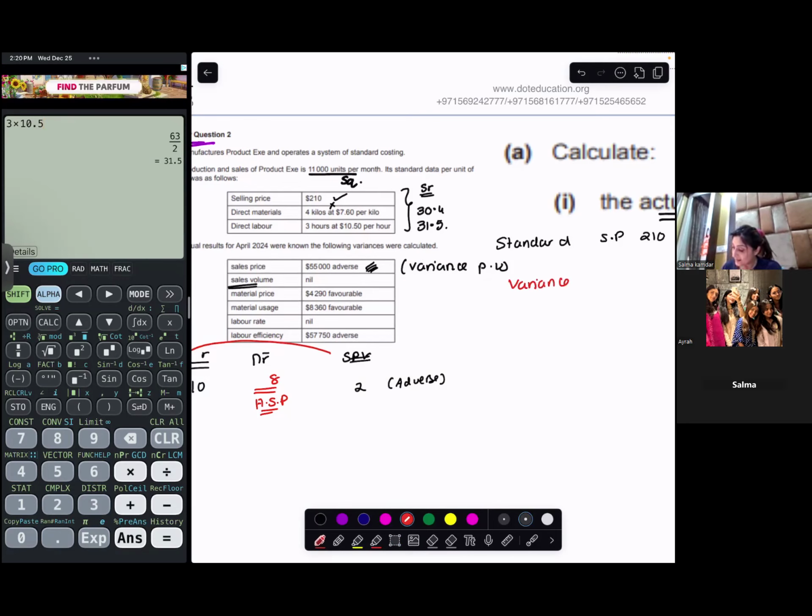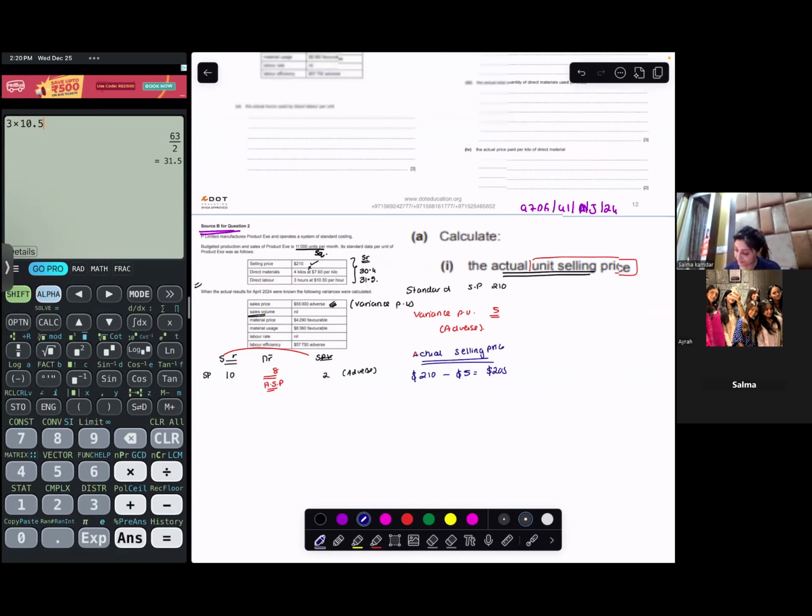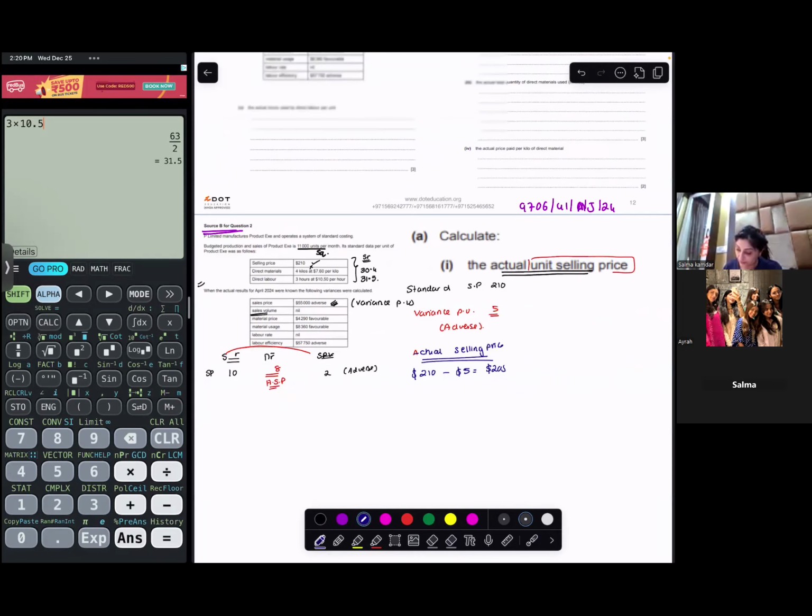So you'll do 210, which is the standard rate. Favorable or adverse variance? It's adverse. Adverse. That means my actual selling price will be less than the standard. So my actual selling price will be how much? It'll be $5 less than the standard. So it will be $210 minus $5. So my actual selling price will be $205. Are you with me? Yeah. Okay, fine. Go to the next one.